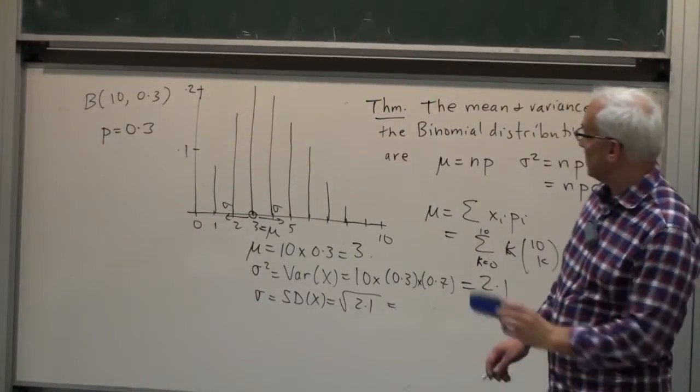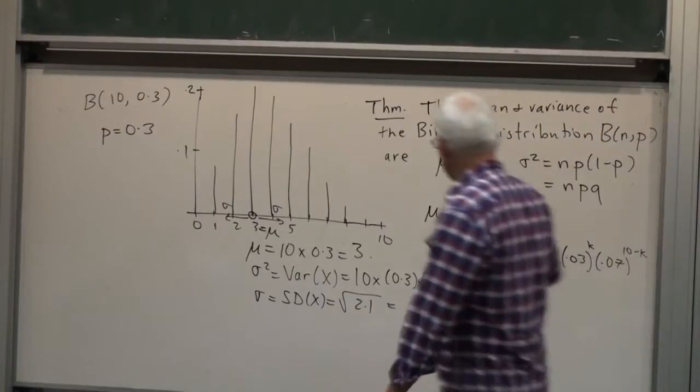All right, a closely related distribution is the geometric distribution. Let's talk a little bit about that.